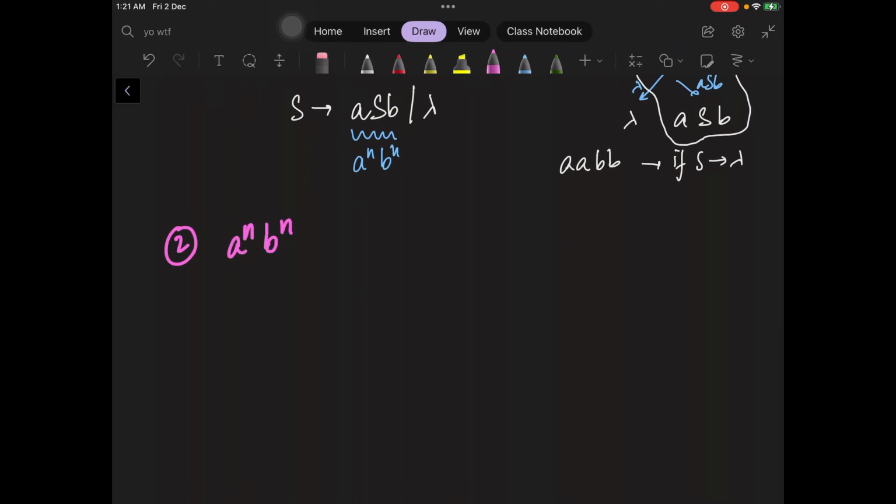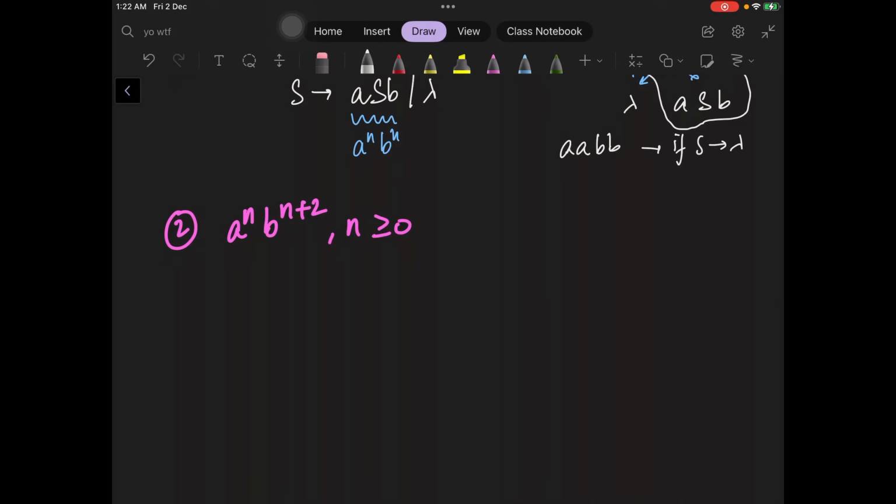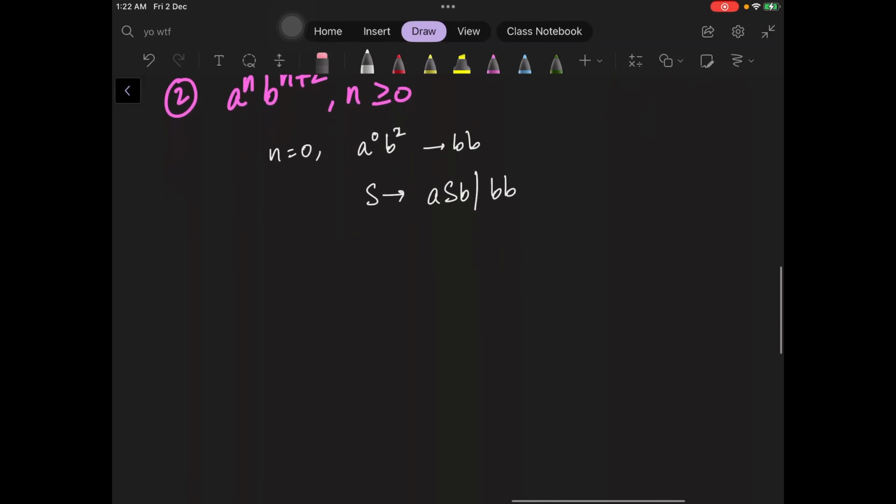So let's now consider A raised to n, B raised to 2n, where n is greater than or equal to 0. So for this, they're asking us to keep the minimum one. If you take n is equal to 0, you get A raised to 0, B raised to 2, which is also BB. So our shortest string would be, so you need ASB, but then the shortest one is BB. So irrespective of anything, the smallest one you'll get is BB.